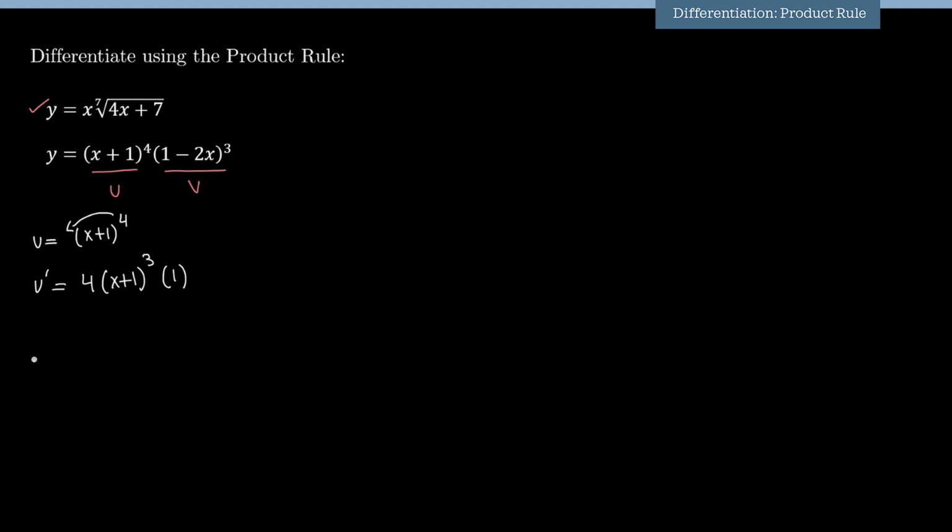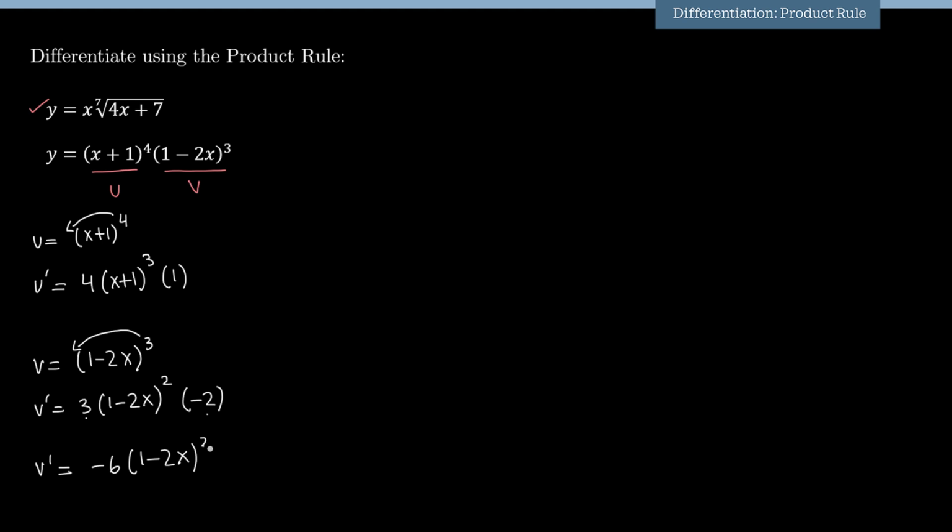Now for v dash, it is (1 minus 2x) whole cube. This also is going to get differentiated by the chain rule. The power comes down, so v dash is going to be equal to 3 times (1 minus 2x). The power gets reduced by 1, so it becomes 2, and times the derivative of the inside function, which is minus 2 in this case. 3 times minus 2 is minus 6, so v dash is equal to minus 6 times (1 minus 2x) whole squared.